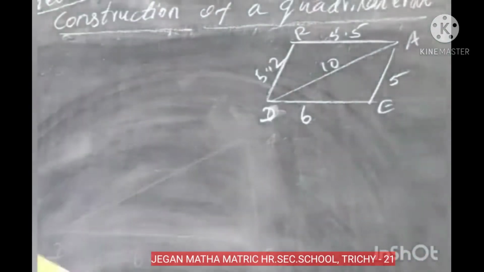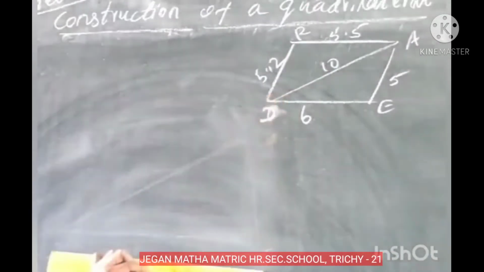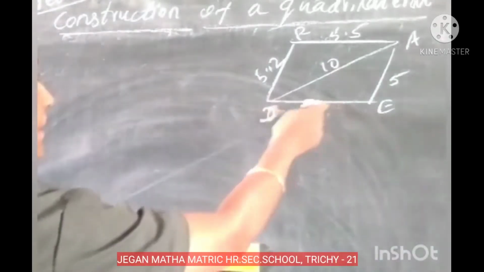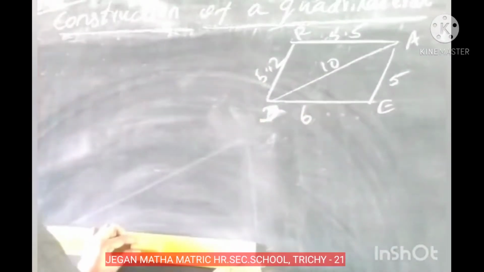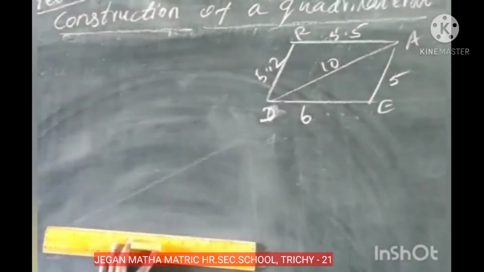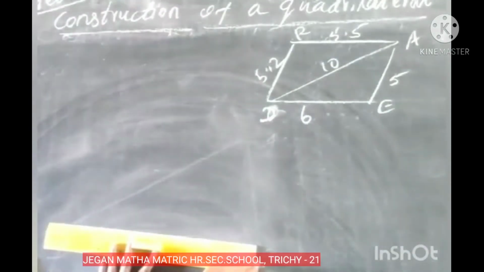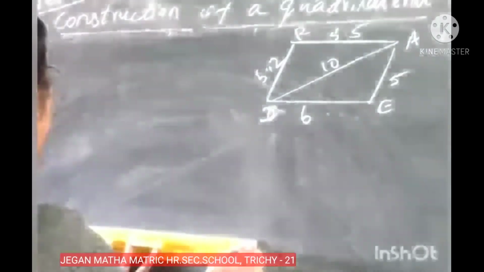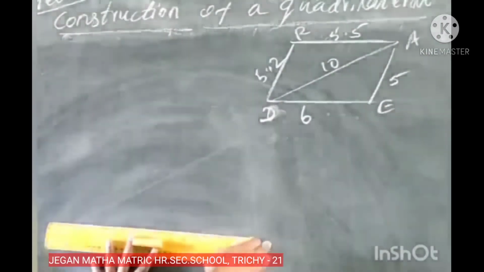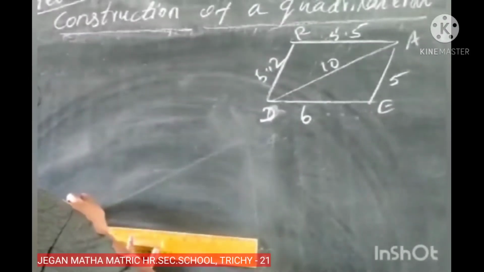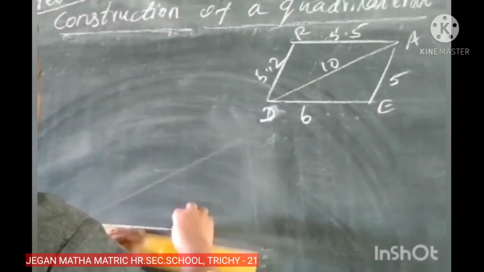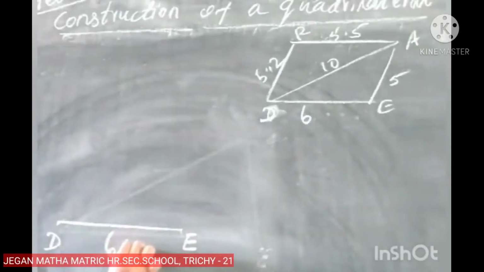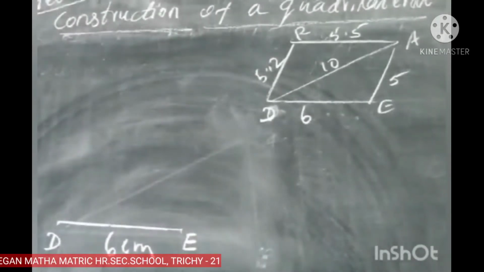Now let us see the main diagram. You just see the rough diagram and then do it one by one. See the main line, that is the baseline segment, DE 6 centimeter. Using your ruler, take the measurement. Draw the line segment DE, that is 6 centimeter. Draw the baseline.